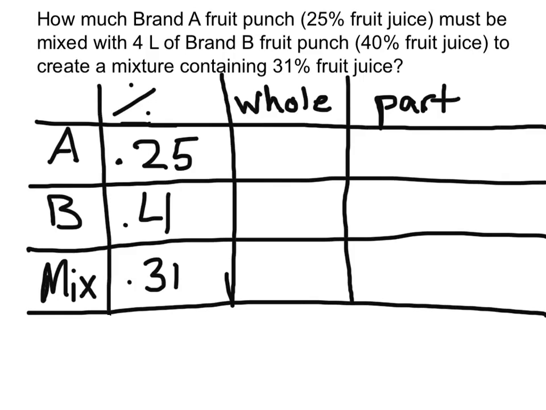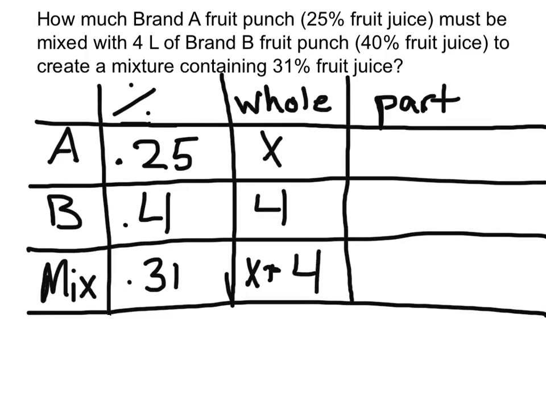The whole is going to be the total amount of fruit juice we insert for each one. Brand A, we don't know, that's what we're looking for, so we're going to fill that in with X. Brand B is going to be 4 liters, and the mix is going to be a combination of brand A and brand B, so we're going to do X plus 4.